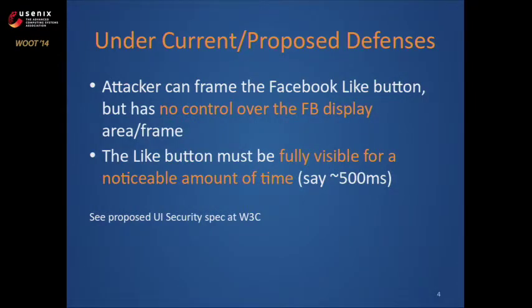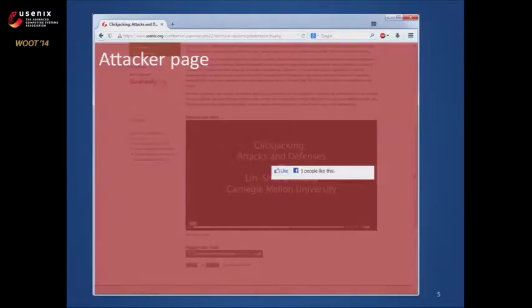Now, this very simple attack won't work under some current and proposed defenses against clickjacking. Under these defenses, the attacker can place the Facebook like button in a frame, but cannot control what the Facebook frame displays. Additionally, the like button must be fully visible for a noticeable amount of time on the page before it becomes interactive. Say around 500 milliseconds is the proposed time. So in this model, the attacker can draw over the red area, but he can't interfere with what this Facebook frame is drawing in that rectangle.